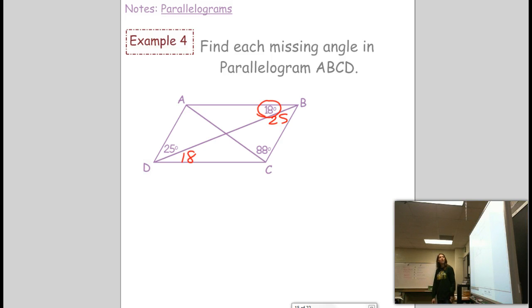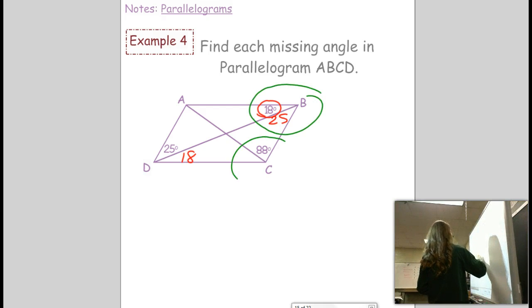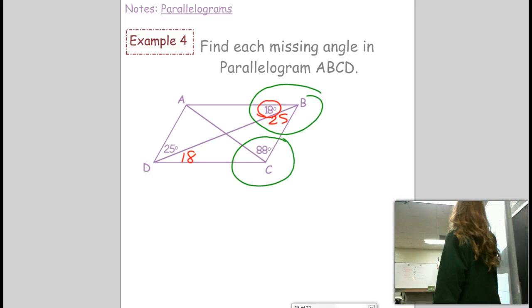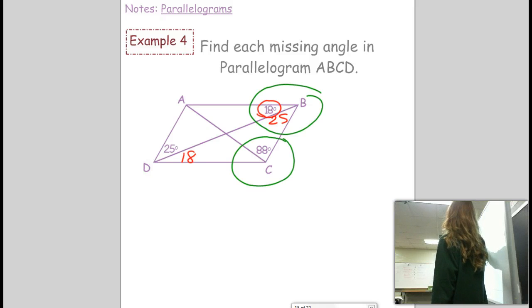Do we have all the angles? No. What does this whole angle and this whole angle, what happens with those? They add up to 180. Thank you, Matt. So what's this whole angle? 43. Thank you.